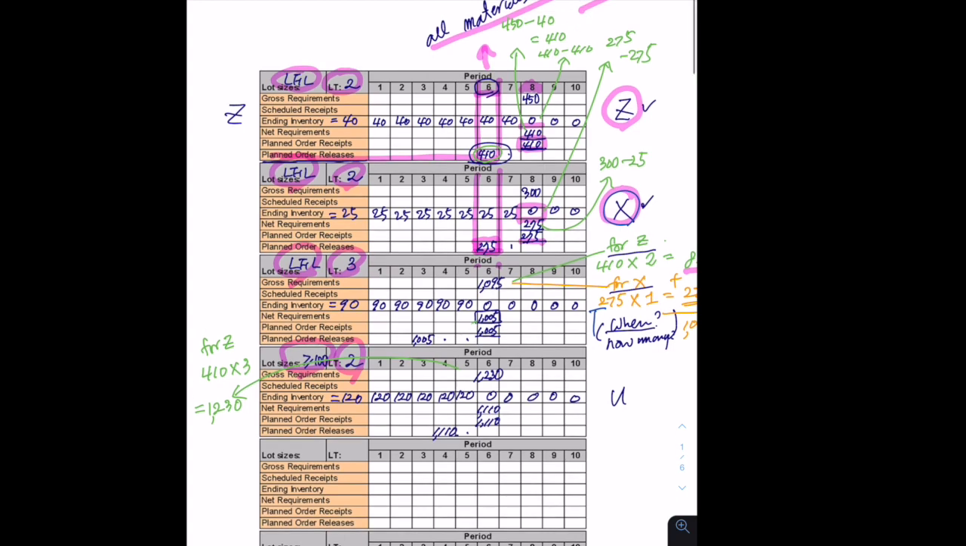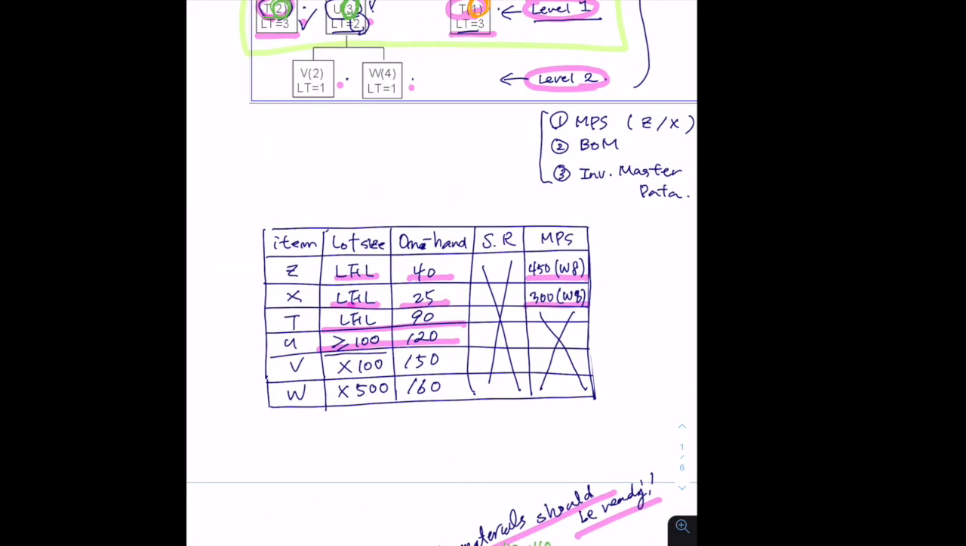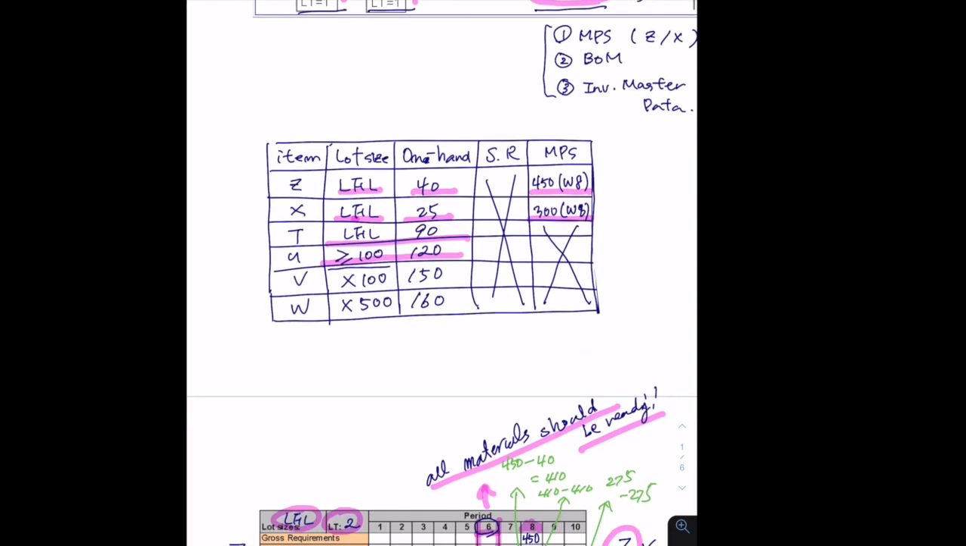Still, we have more items in level 2, V and W. V and W is used to make U. So you need to have MRP matrix for U, then we can make MRP matrix for V and W. That's why they are in level 2. Okay, so let's look at V and W. First, let's consider V. V lead time is 1, and you need 2 V's to make 1 U.